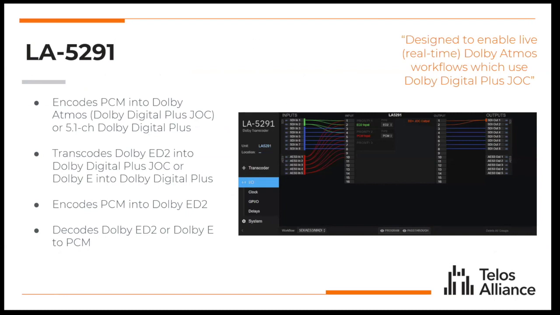It will transcode Dolby ED2, which is Dolby's updated version of Dolby E. So ED2 supports up to 16 channel wide paths, compressed down to 2 stereo pairs, and that also includes Dolby Atmos metadata. So we can transcode ED2 directly into the Dolby Digital Plus JOC bitstream with this unit, or we can take PCM in, encode that to Dolby ED2, or decode ED2 back to PCM.